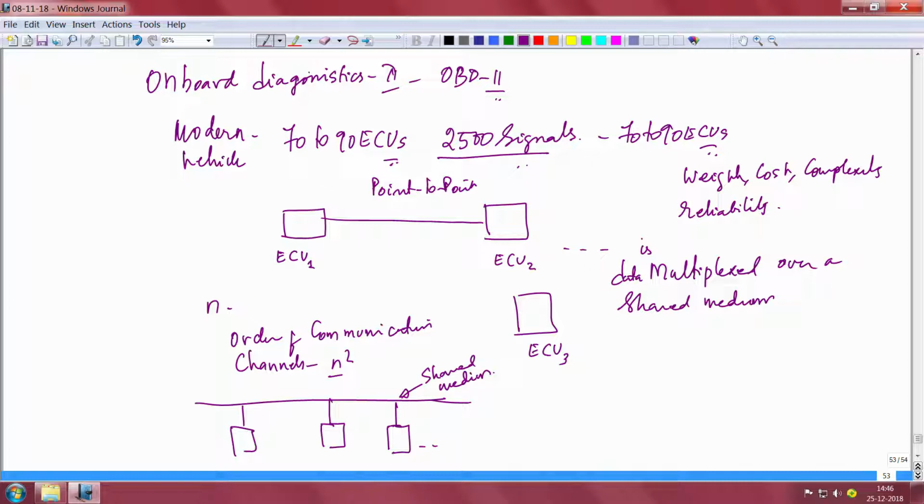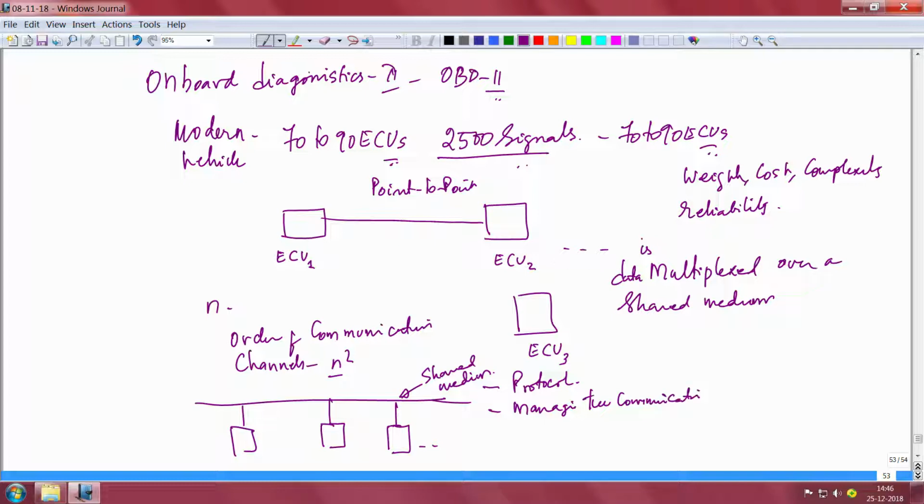So you go away from point to point to a shared medium. That is a very important thing, and once you have a shared medium, you will need a protocol, a set of rules which are to be exchanged, a set of messages that are to be exchanged, and rules for managing the communication, right. All of this will be required.